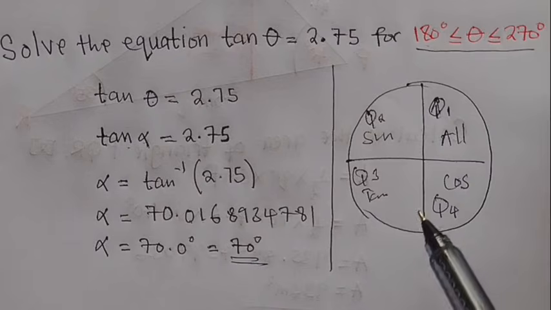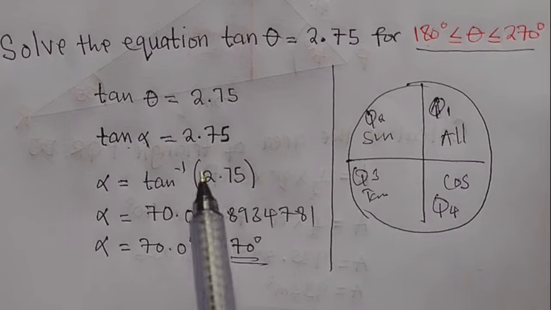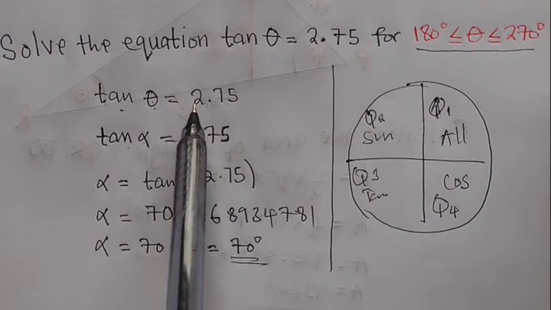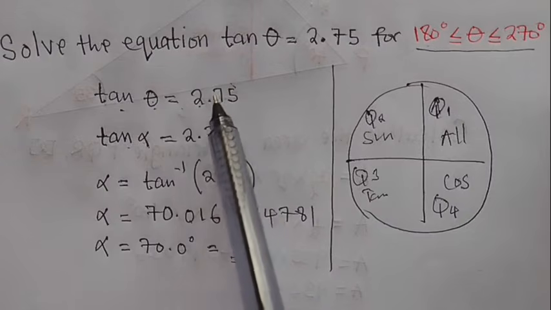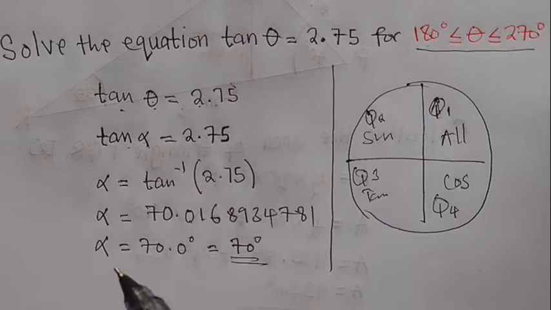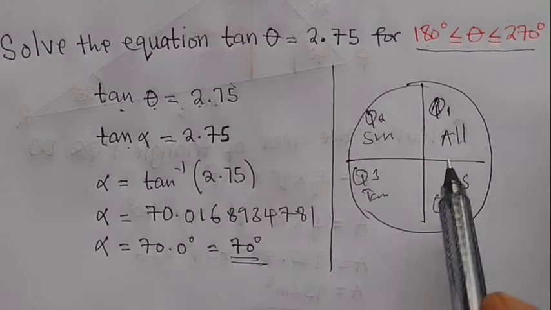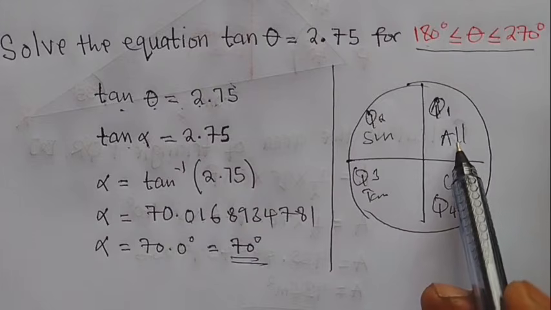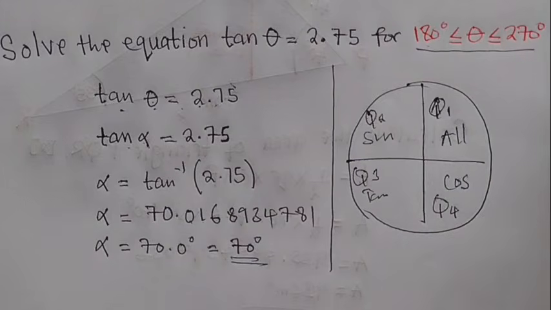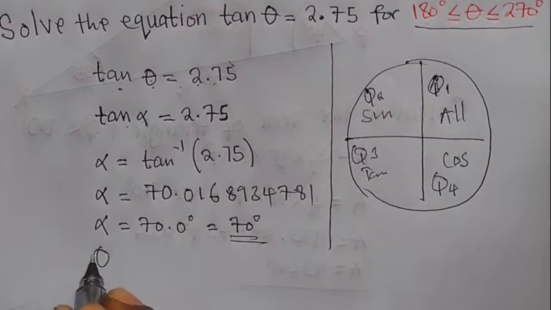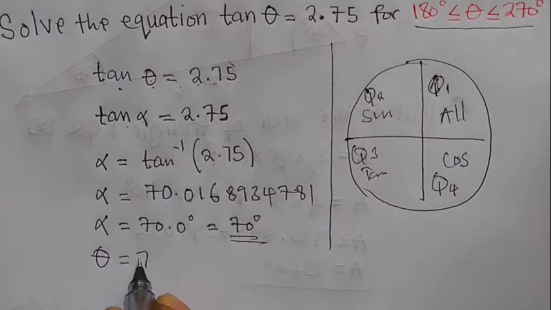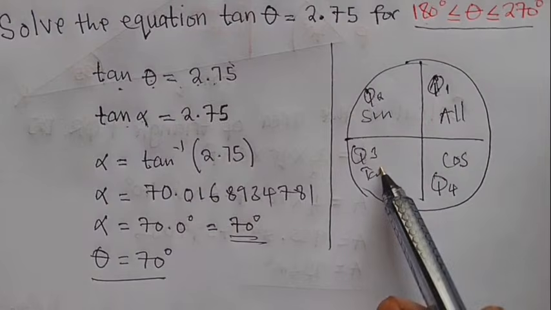So having this knowledge now, when we go back to what we had, it was tan theta is equal to 2.75. This is already a positive value, meaning that tan is positive. Okay, so since tan is positive, this tells us that in the first quadrant it qualifies because all angles are positive. So the value of theta in the first quadrant, we have said, is going to be 70 degrees. Okay, then where else is tan positive? It's in the third quadrant.